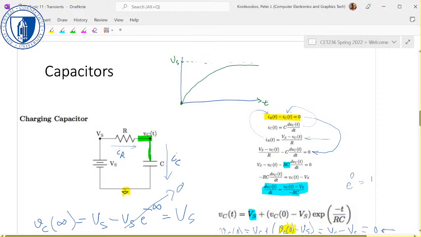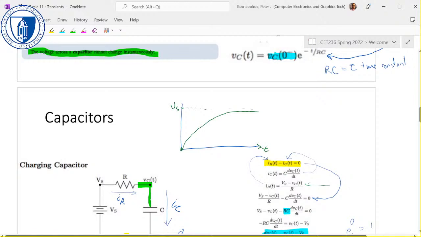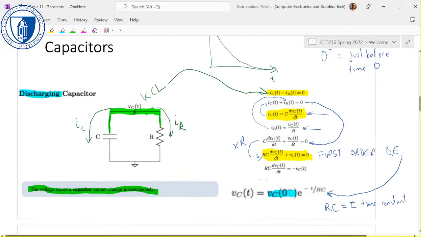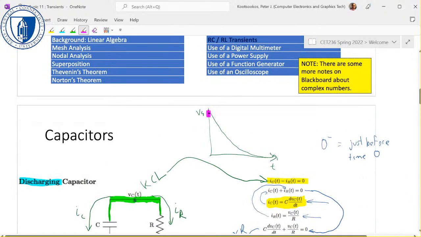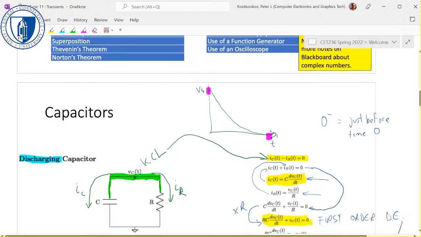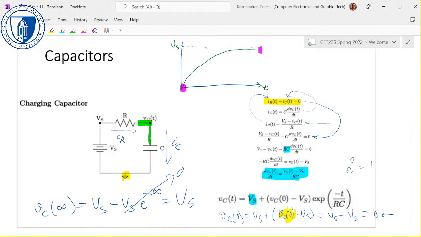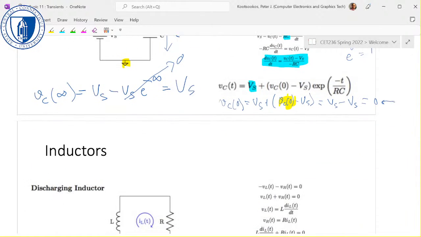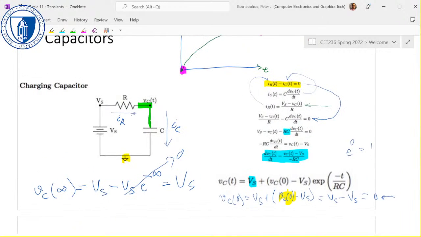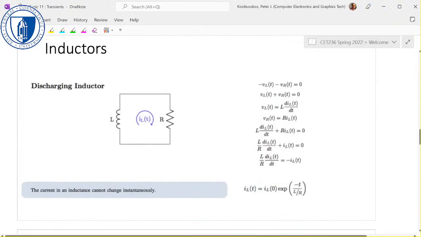But the trick in both of them is to know the initial value and the final value. Any questions about any of that? Should be mostly okay for you.